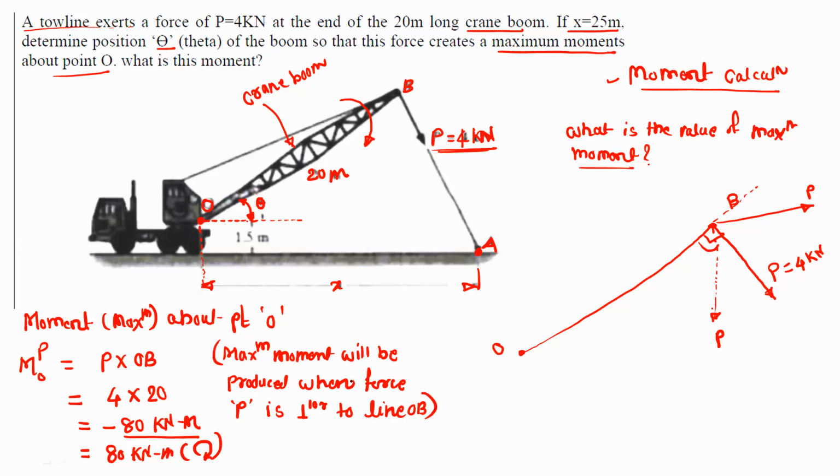So this is that condition. For this condition, if this is perpendicular, then the moment will be maximum. So this is the value for the second question, what is the maximum moment. And now we have to find out for this maximum moment, what should be the value of this theta. Okay, so up to this point is clear: what is the meaning of maximum moment and how to find out the maximum moment.